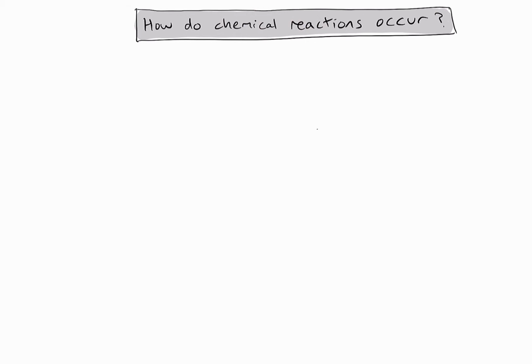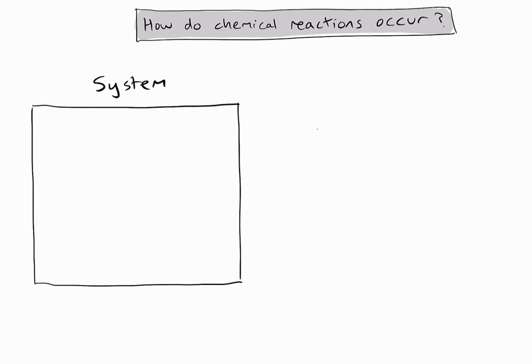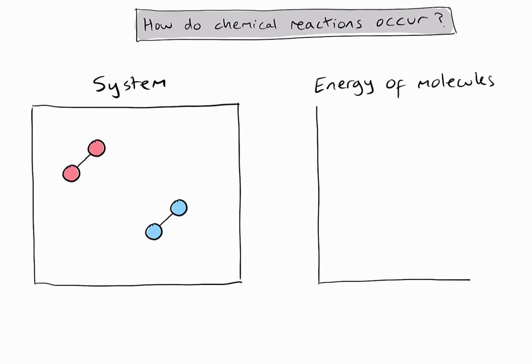Let's take a box with two molecules. And let's consider the two forms of energy that these molecules, we'll assume they're in a gaseous state, possess. Firstly, because they have bonds, we're going to consider potential energy. And secondly, because these molecules are moving around inside my box, they also have kinetic energy.